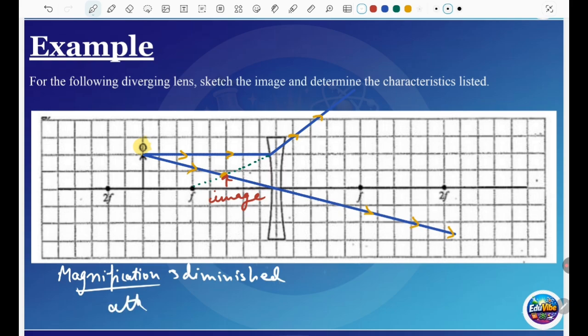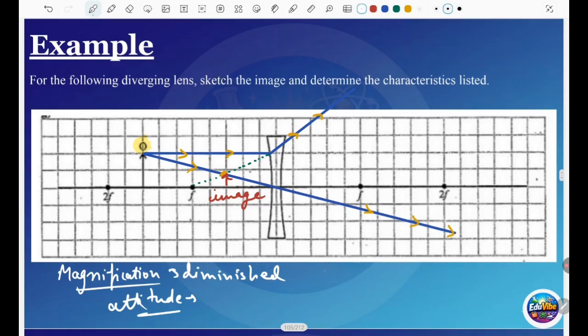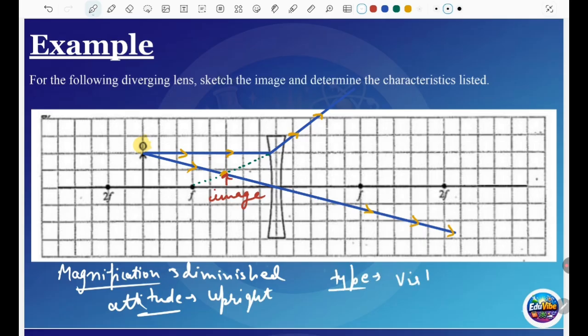The attitude of this image is upright. You see the upright image, on the right hand side, so this is upright, and the type you get in the divergent lens is always virtual. So that's three characteristics of the image you have to make in this.